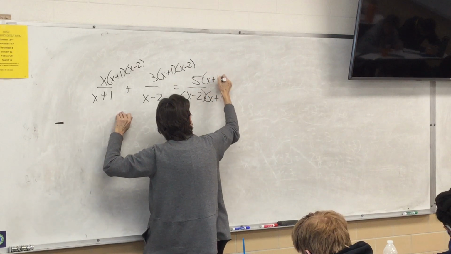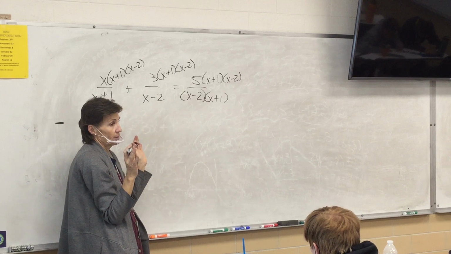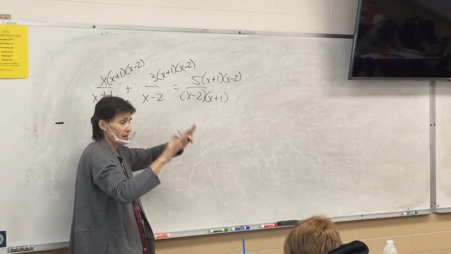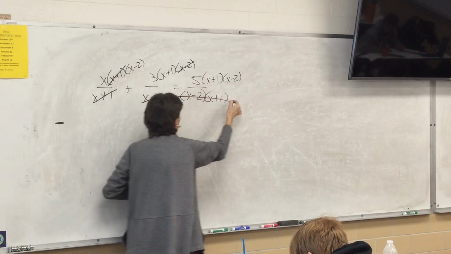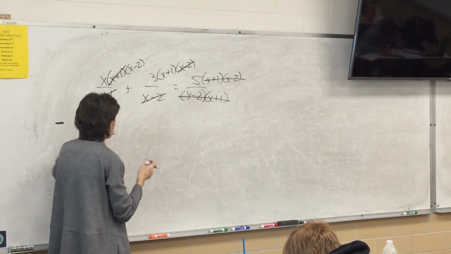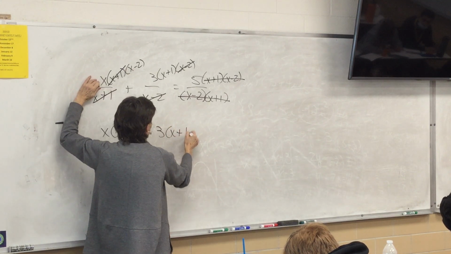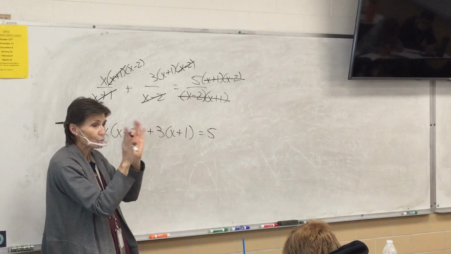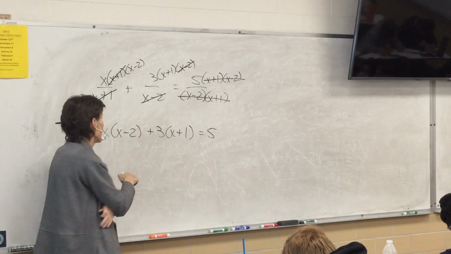Now, most of you get this far. And then I don't even know what happens. Some of you end up with these massive messes. Stop right here. Do not do another thing until you cancel. Now, write down what's left. It's a tiny little thing. It's not big. It's x minus 2 plus 3x plus 1 is 5. That's all that's left, because I canceled. So after you go through and multiply, you're going to cancel, and then solve what's left.